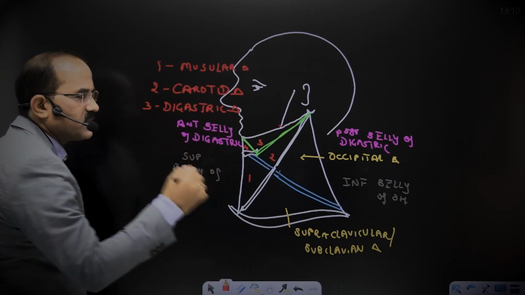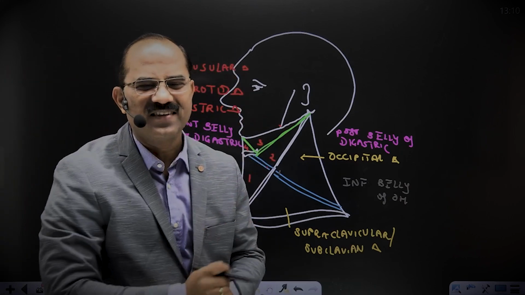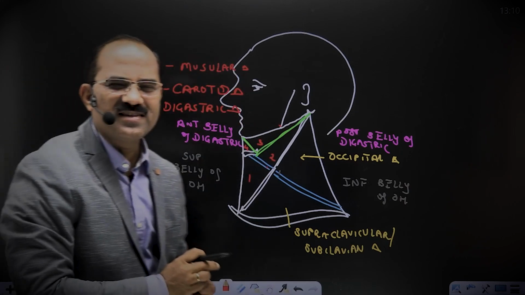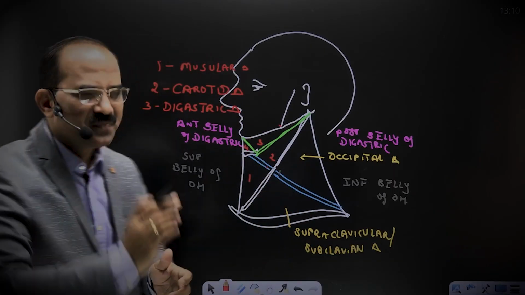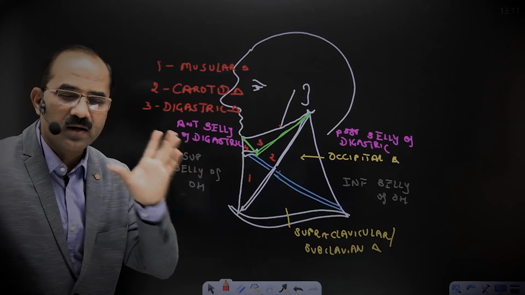triangle. And what lies in this triangle? The submandibular gland. We'll see this later, right, students? I hope you're enjoying this, understanding this. Very good. Coming to the last triangle. Now, these are complete triangles. 1, 2, and 3 are complete triangles.